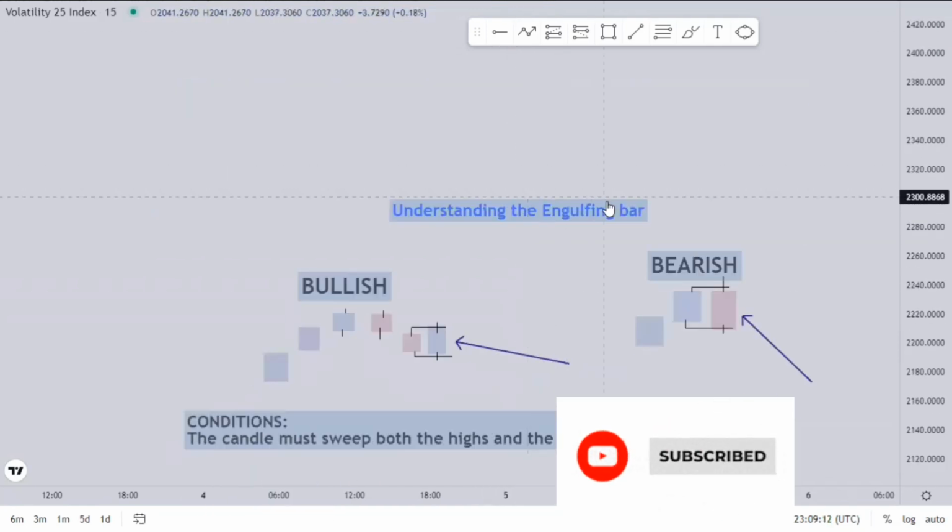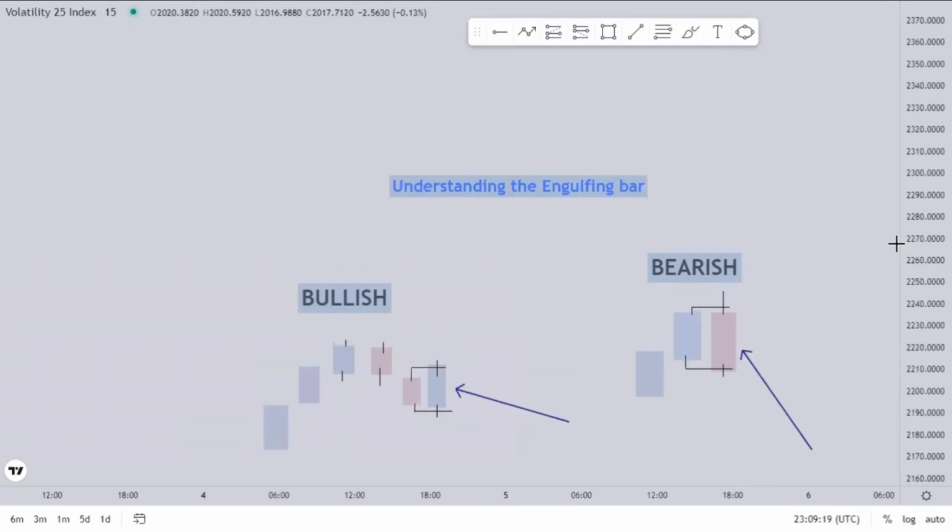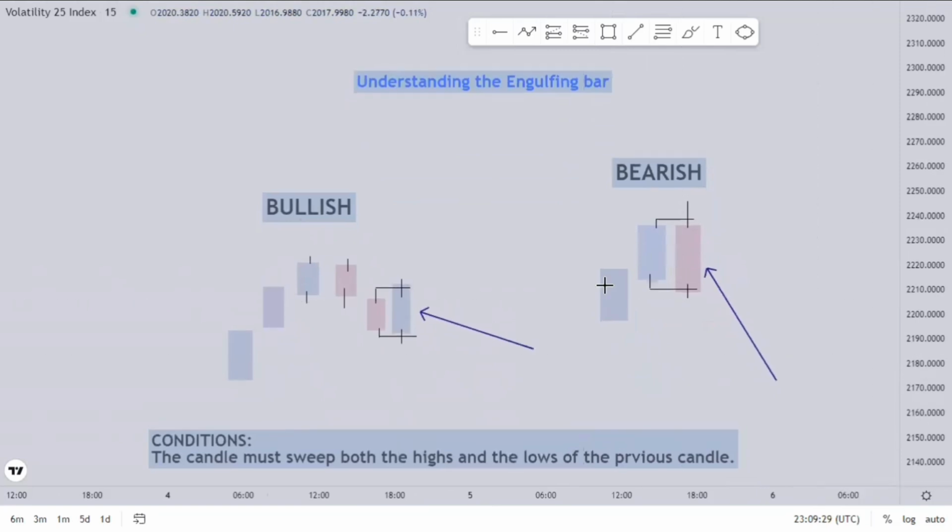Now, it's all about the engulfing bar. How do you use it to enter and exit a trade? This is a bullish scenario, and this is a bearish scenario. A bullish scenario and a bearish scenario.